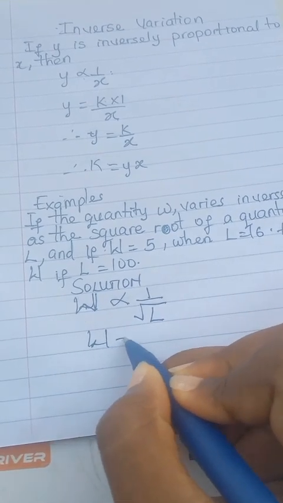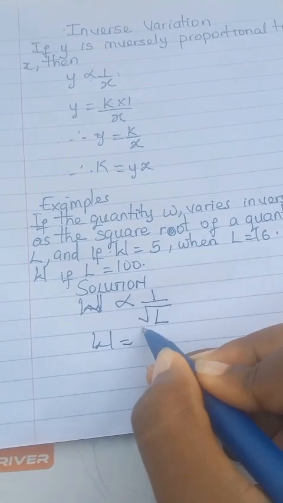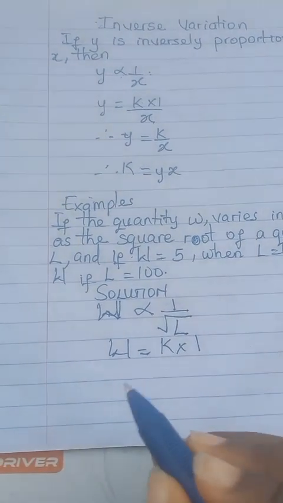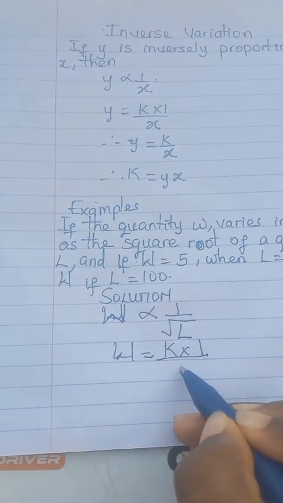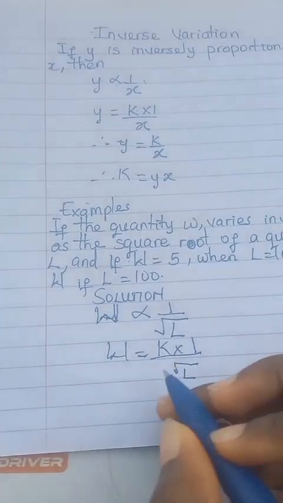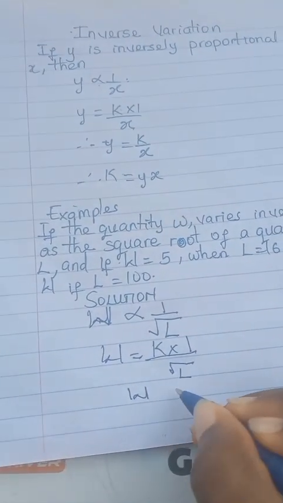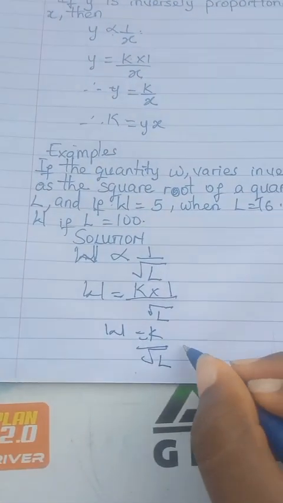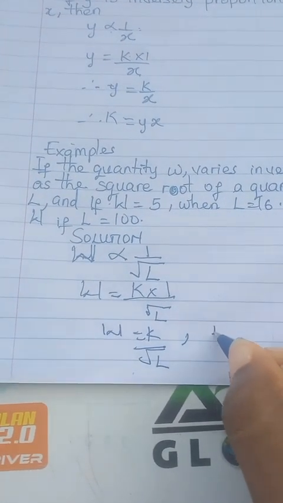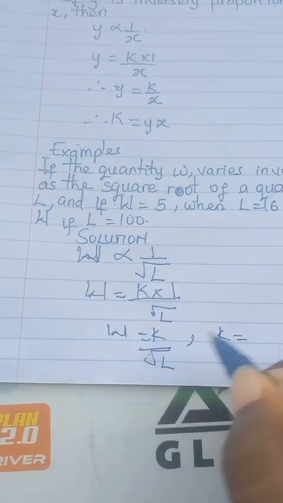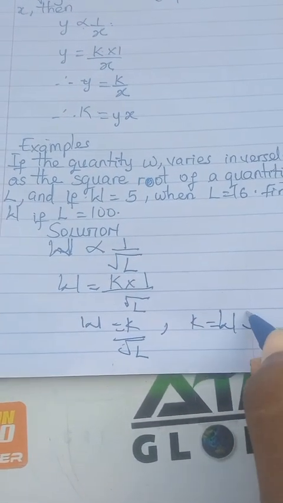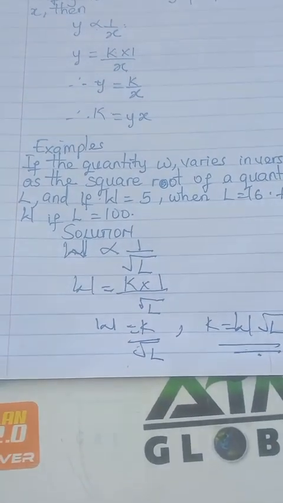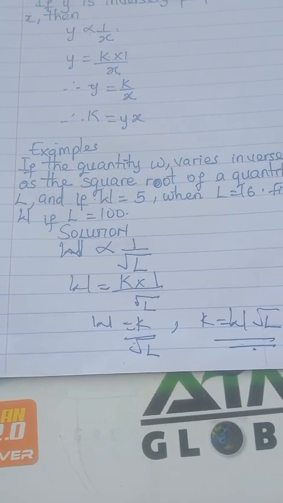So let's now simplify the formula that we derive now. So W will be equals to, K will be introduced, that will be K times the one that is in the numerator over the square root of L. So the formula now will be W is equals to K over square root of L. Make K the subject of the formula. So k will now be equals to, you cross multiply, W square root of L. That's the formula that we use to solve the question they asked under it.